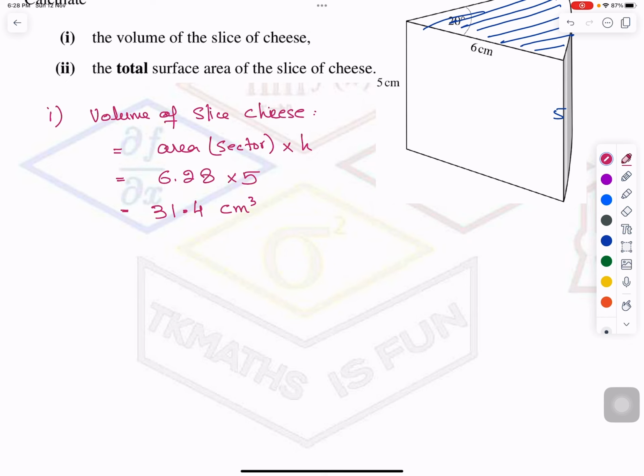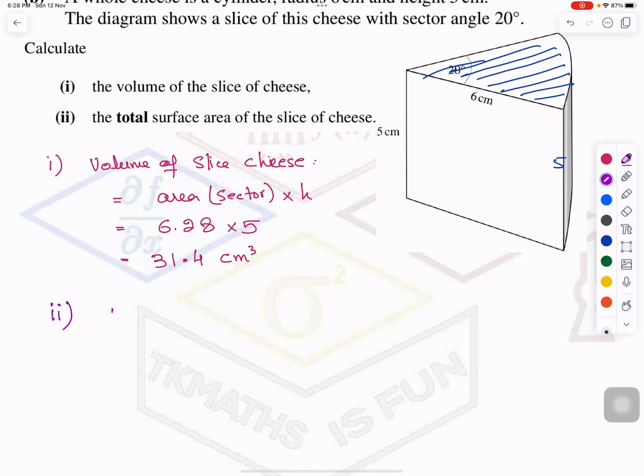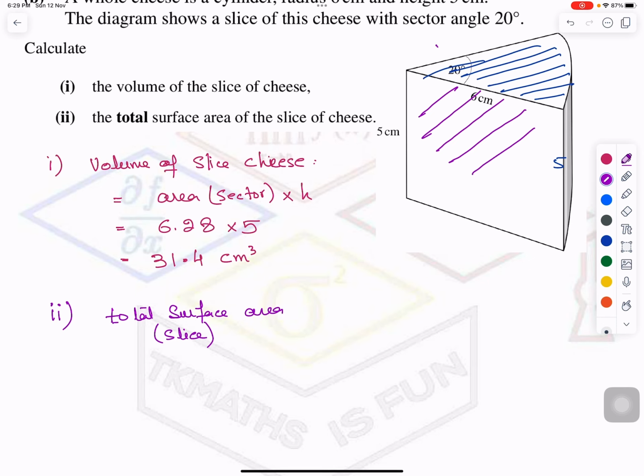In part 2, he is talking about the total surface area of the slice of the cheesecake. This also requires some understanding. Let's see here. Total surface area of this slice. If you look at this slice, this portion is the same as on the other side, and this is actually a rectangle. So I can say 6 times 5, and I am doubling it because it is on both sides.